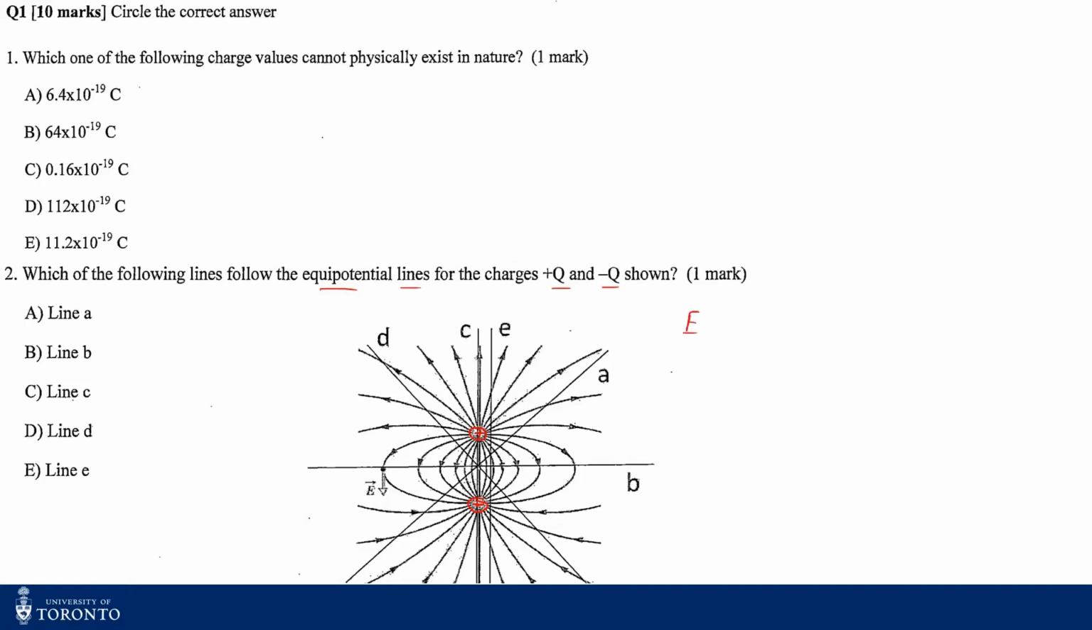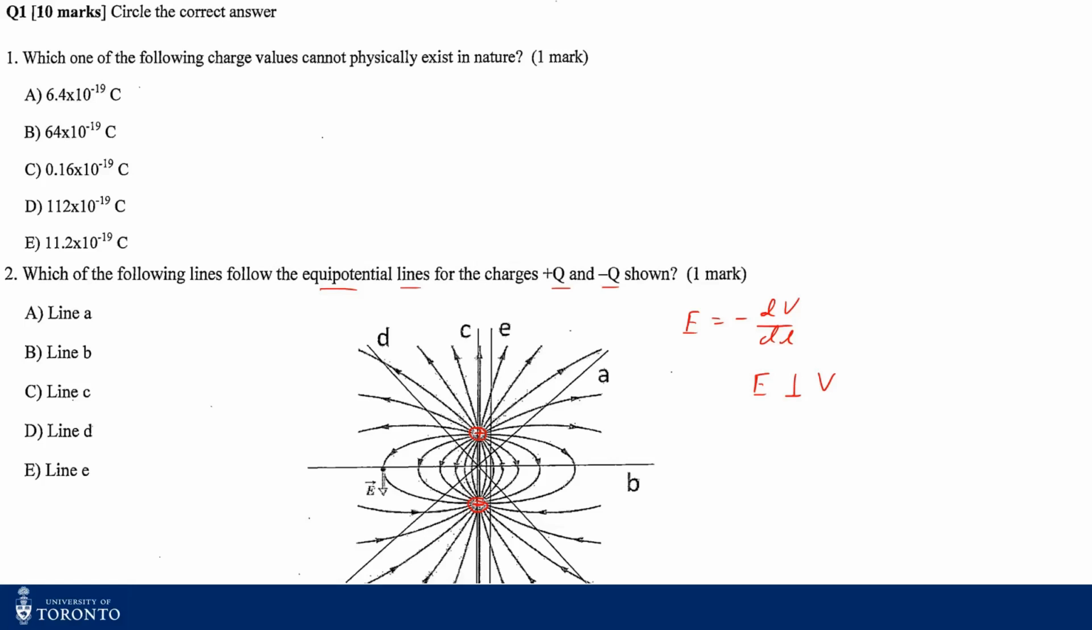Now we know that electric field is minus dV by dL, which basically means that electric field is a derivative of the potential function, right? That means the electric field lines have to be perpendicular to the equipotential surfaces, or the equipotential lines. Now from here you have to look for the options A to E such that the electric field lines are perpendicular to these options.